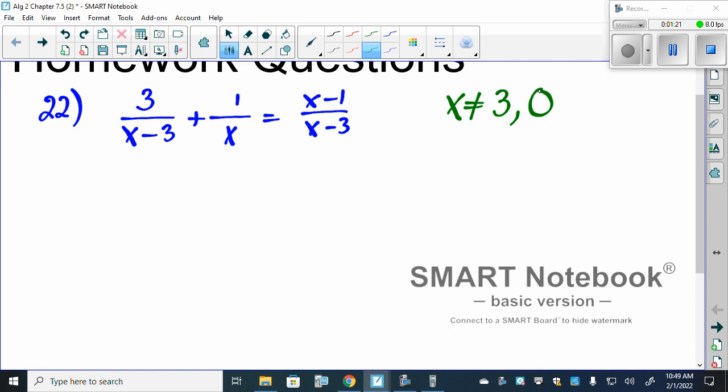Now, the first thing we can do in solving for this is multiply every one of these terms by the same thing, so the denominators would cancel. So we would need x and x minus 3. Now, in the first one here, the x minus 3 and x minus 3 would cancel. In the middle, the x and x would cancel. In the last one, we have the x minus 3 and x minus 3.